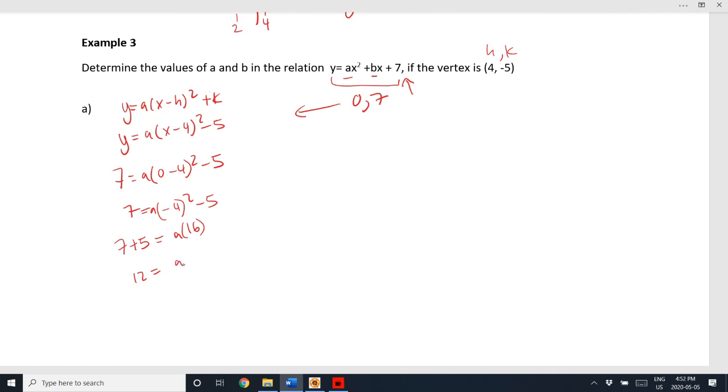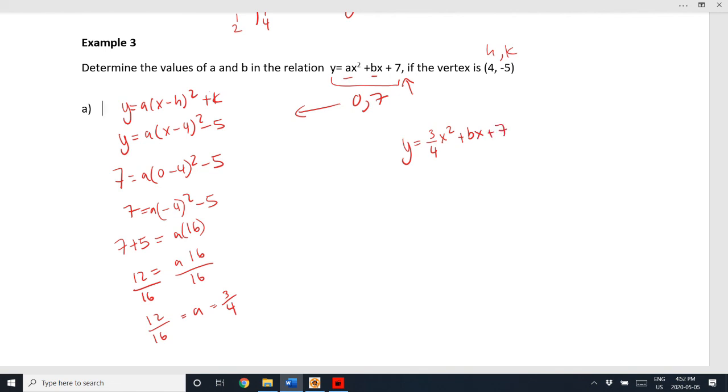It's going to be a times 16. And then what we're going to do to get a by itself, we're going to divide both sides by 16. And we're going to get a is equal to 12 over 16, and this can reduce nicely to 3 over 4. So we know our a value now. Okay, so we're going to have to go back and start filling in our equation here. So we know at this point it's going to look like this. So a is equal to 3 over 4, and we're going to plug it into the standard form here.